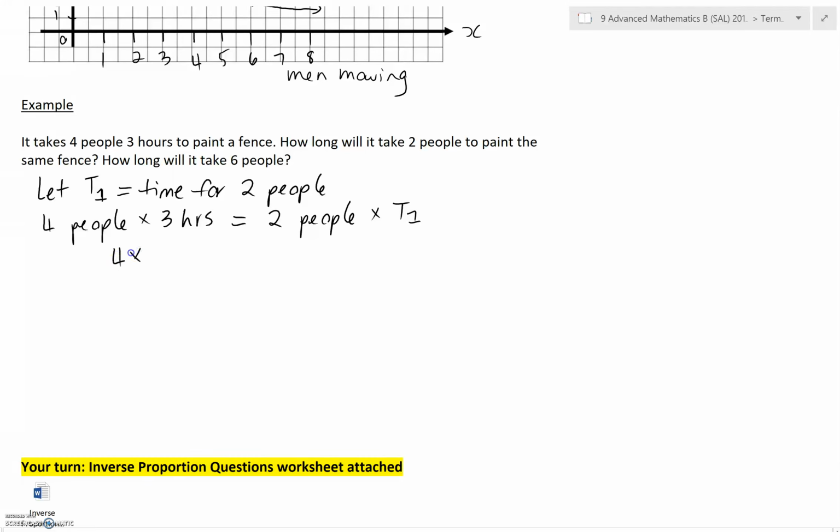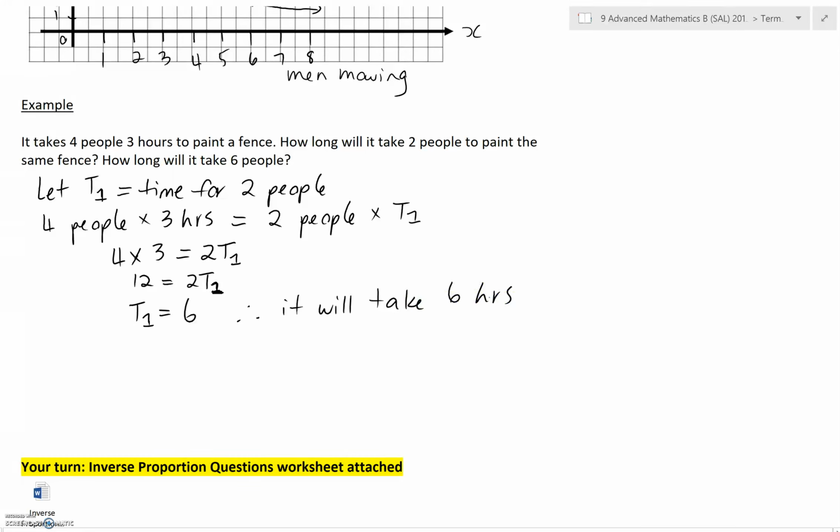So let's lose the things we don't need. We don't need the people and we don't need the hours. 4 times 3 in this case equals 2 times T1. Remember, algebra says no multiplying sign there. So of course we know 4 times 3 is 12. So that's 2 T1, and T1 is just a variable, so we can divide both sides by 2 to find out what T1 is going to be, which of course makes it 6. So for 2 people, it will take 6 hours.